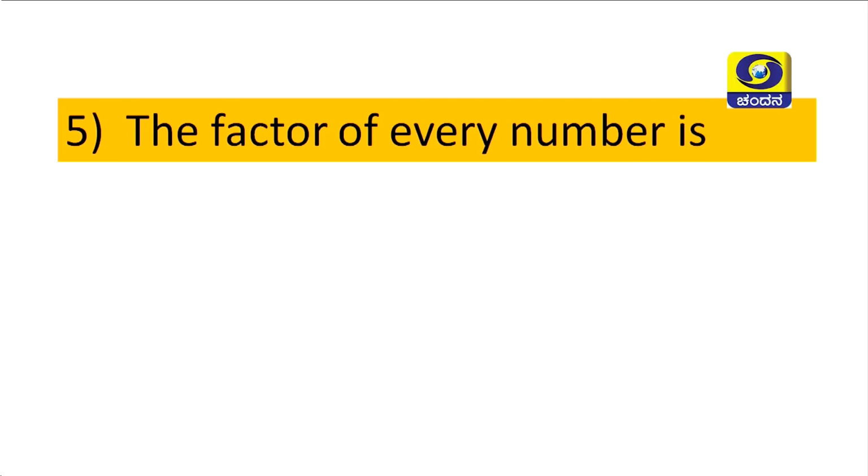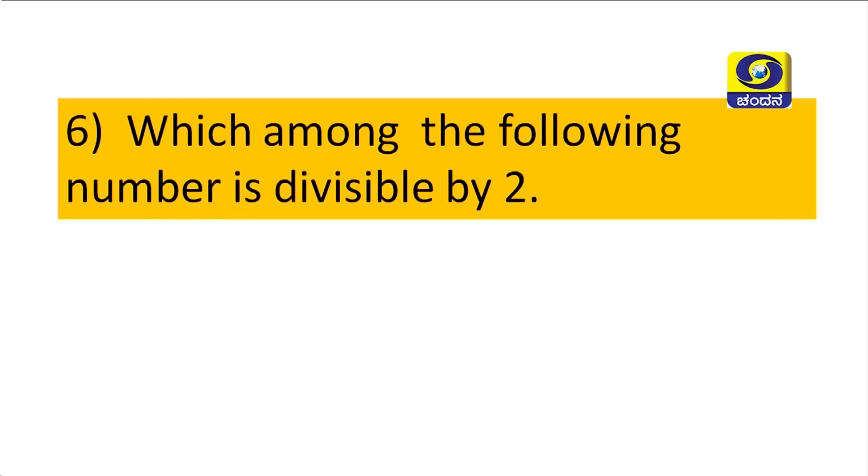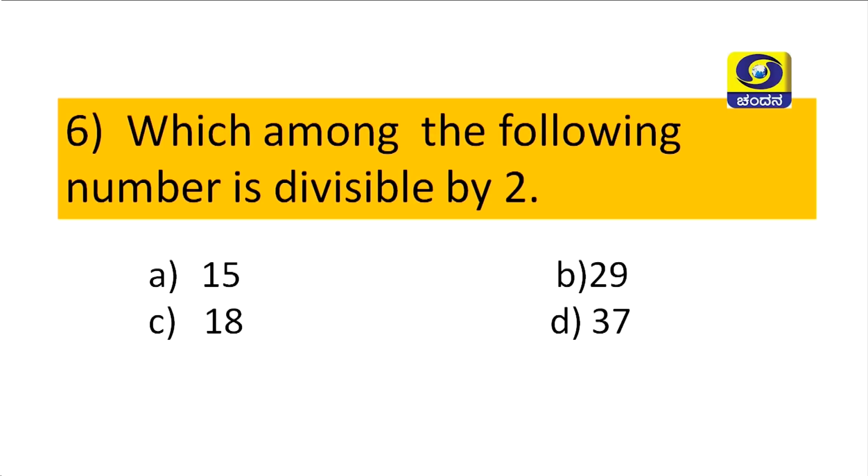Question 5. The factor of every number is option A 0, option B 1, option C 10, option D 2. The right answer is 1, because 1 is a factor of every number. Sixth question. Which among the following number is divisible by 2? Option A 15, option B 29, option C 18 and option D 37. You are right children, the right answer is 18, because rest of the numbers are not the multiples of 2.